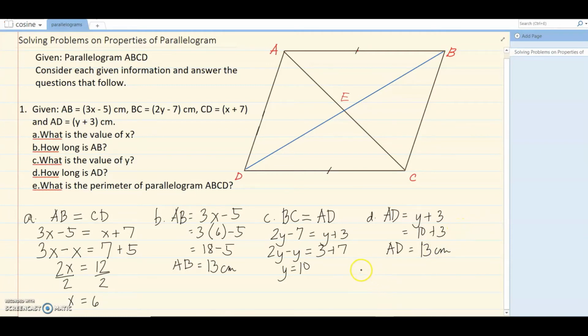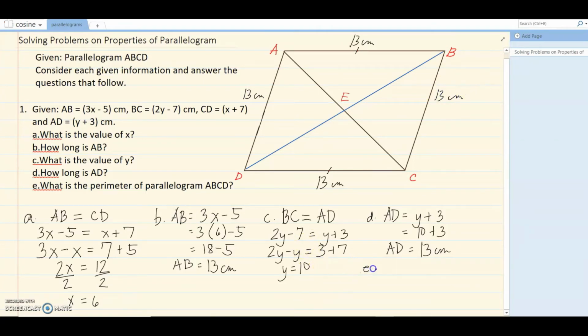Okay? Then next, for letter E, what is the perimeter of parallelogram ABCD? So, lagay na natin yung actual measures nila. Since ang AB natin is 13 centimeters, yung katapat niyang DC is also 13 centimeters. Since ang AD natin is 13 din, so the opposite of it is also 13. So we have 4 13s.